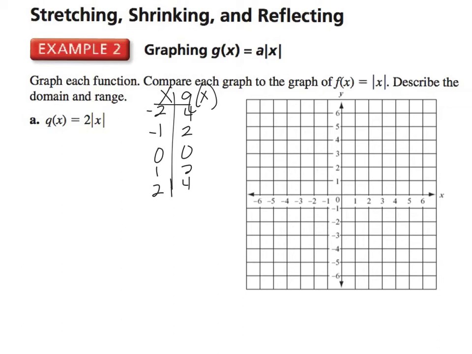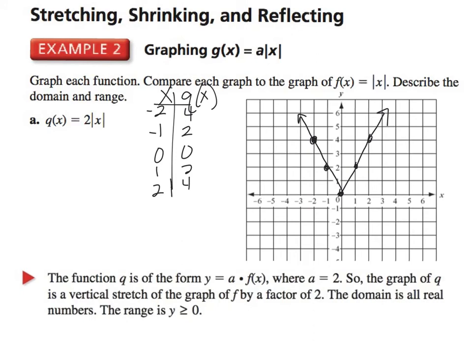If I graph them, you'll notice that it got steeper, which means it's been stretched vertically. This is something that you have done and learned already from the last section. The function q is in this form where a is 2. So that means it is a vertical stretch of the graph by a factor of 2. The domain is all real numbers and the range is y is greater than or equal to 0.